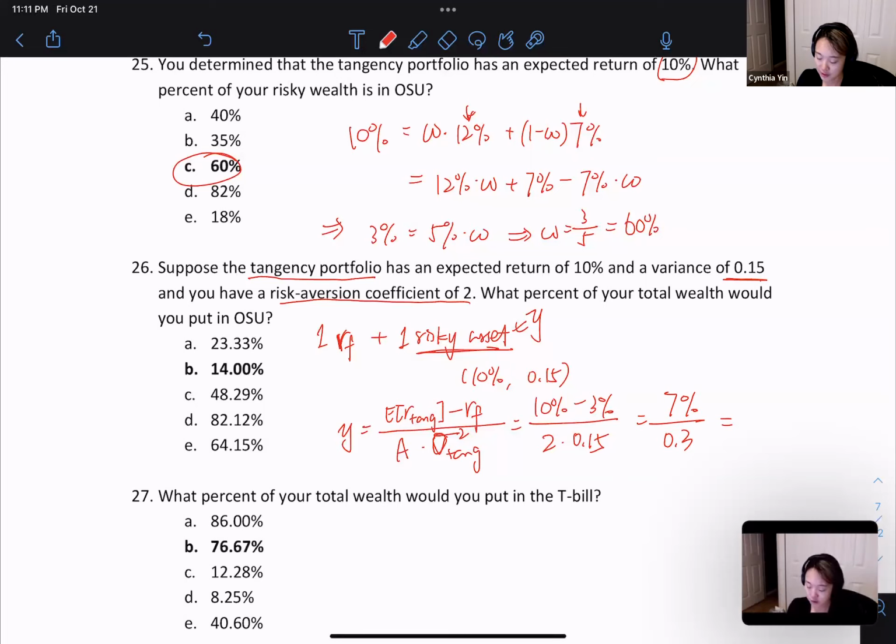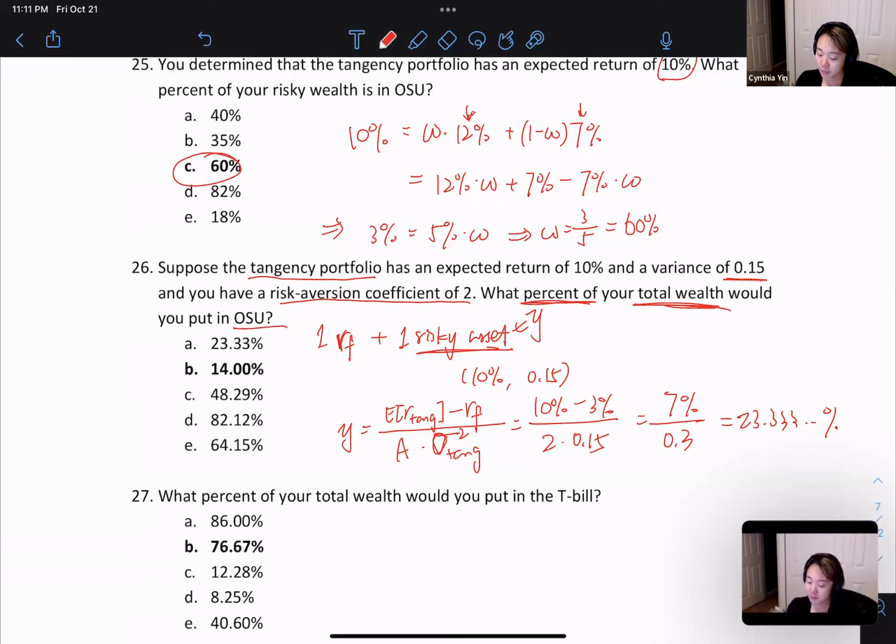Yeah, so the answer is not, I mean, it's not the end yet. Let me calculate the answer, I would say. So it's around 23.33%. Okay, around 23.33%. Then it's asking you what percentage of your total wealth will be put in OICU.